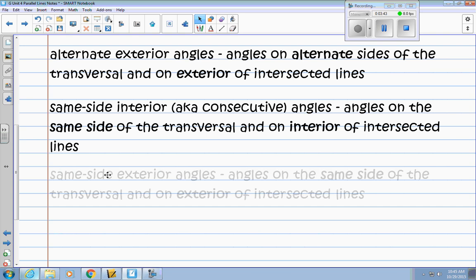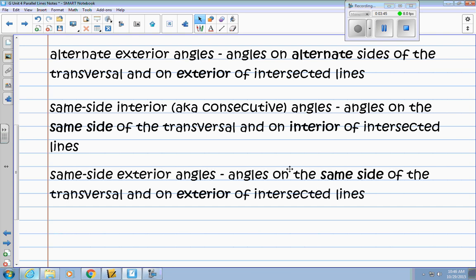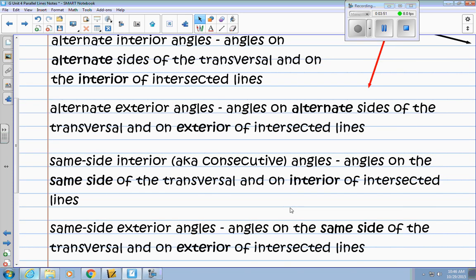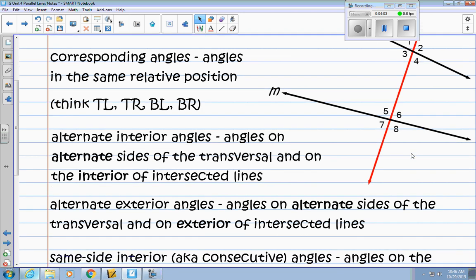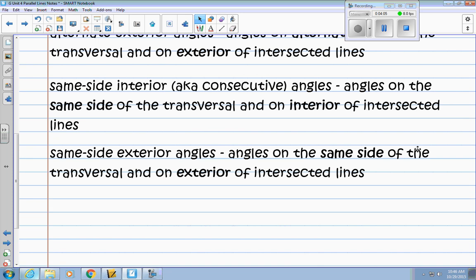And finally, we have same side exterior angles, which are exactly what you would think of. They're angles on the same side of the transversal again, but now we're talking about angles on the outside of our intersected lines. So for example, angle 2 and angle 8. Same side, both on the right side of the transversal, and outside lines L and M. Please write down the second pair of same side exterior angles.